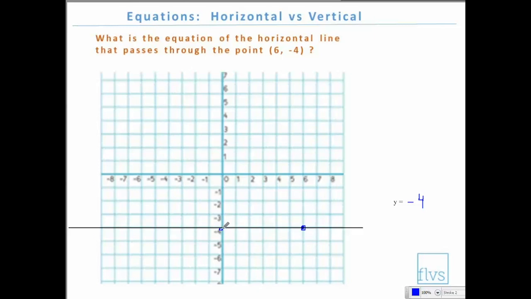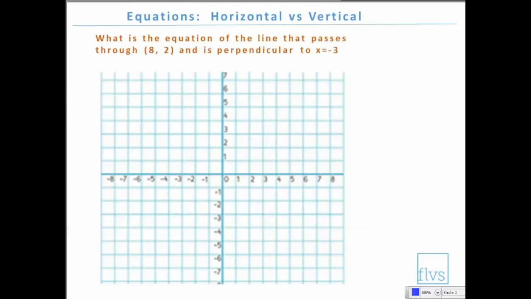And you could test that out if you wanted. You could throw other points down here. No matter where you're at, the y value is always -4. So you're going to apply those types of questions when you're asked if you're passing through the point. Just throw that point on a graph and draw whatever type of line it says. In this case, it said horizontal.